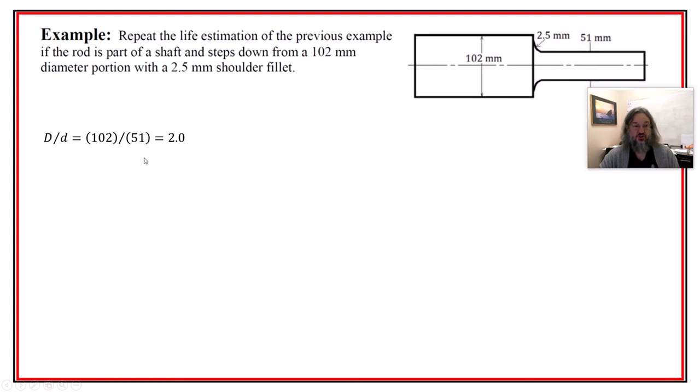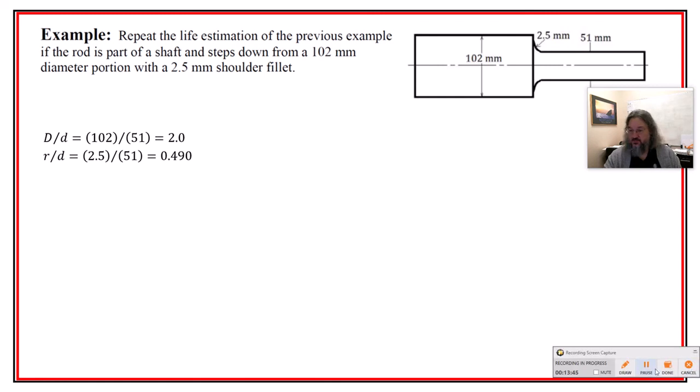The D over d is 2, picked it out on purpose, and the r over d, I think it's supposed to be 0.049. Let's do that calculation right there, because I think that's wrong: 2.5 over 51. Yeah, 0.049. So you want to fix that.